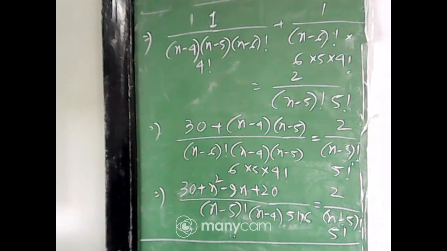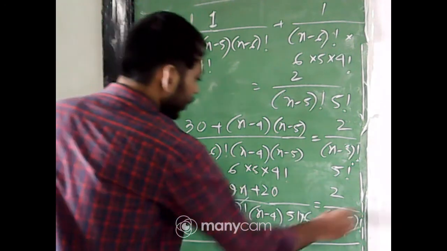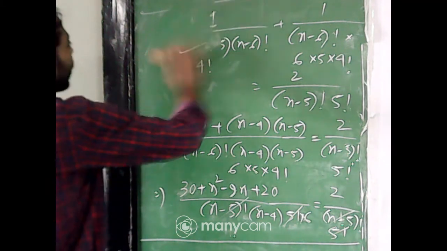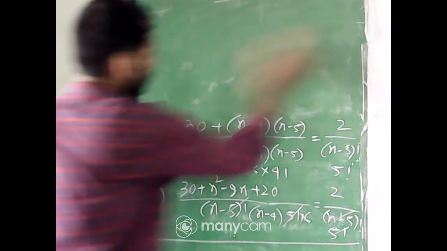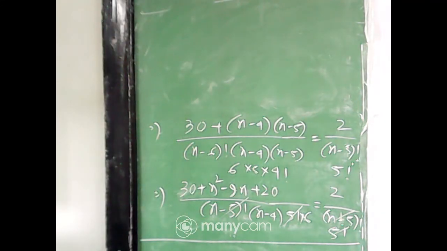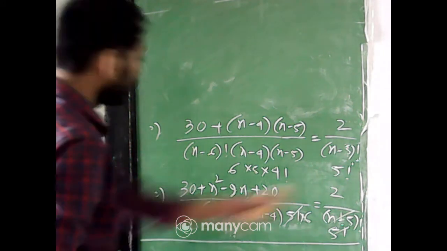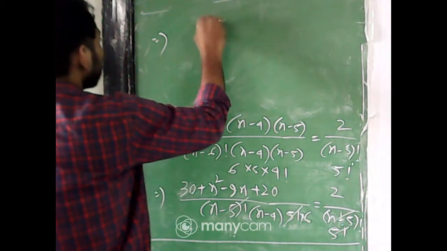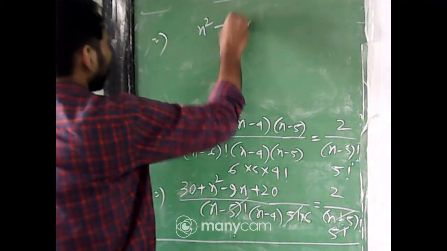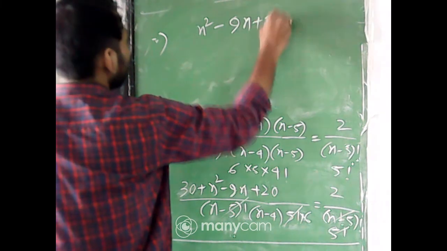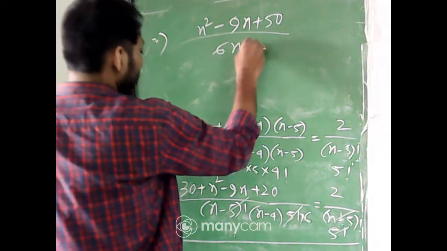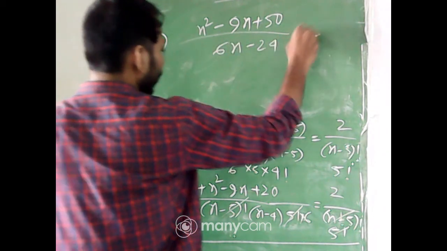We have written in this way because n minus 5 factorial and the 5 factorial will be cancelled out from both sides. Sorry, it is the denominator. From the denominators of LHS and RHS. So we got here n square minus 9n plus 50 divided by 6n minus 24 equals to 2.